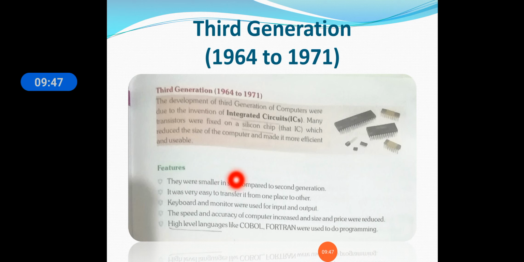You can take this from one place to another. Keyboard and monitor were introduced for input and output. Speed and accuracy increased, and high level languages like COBOL and Fortran were used. Okay, so this was our generations of computers.